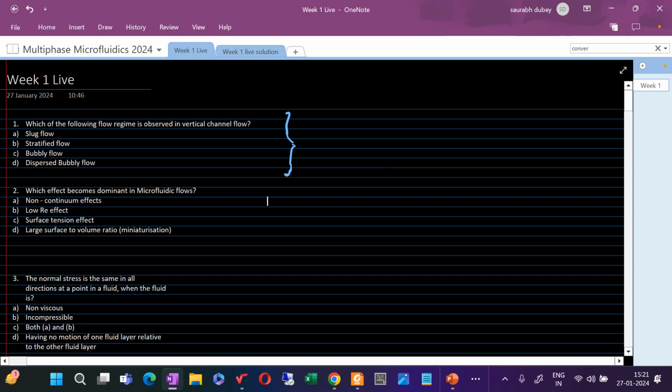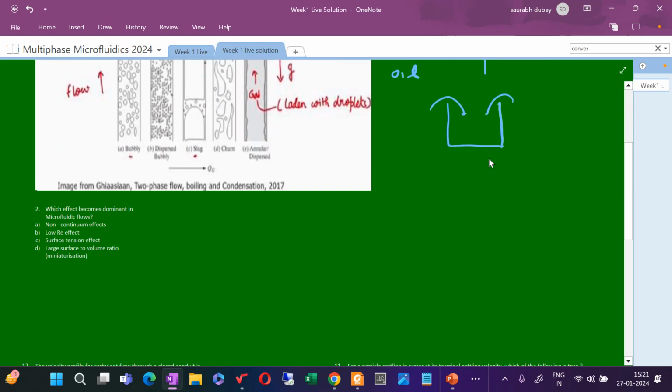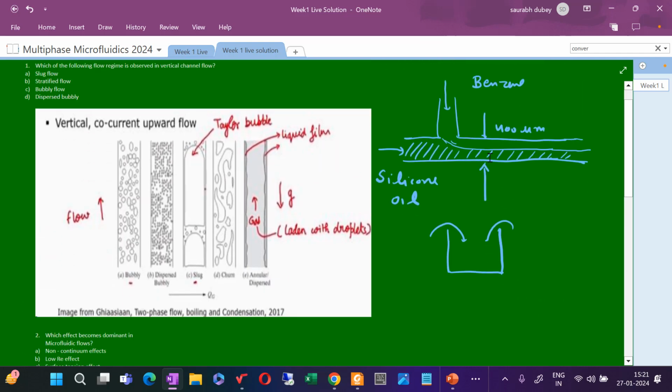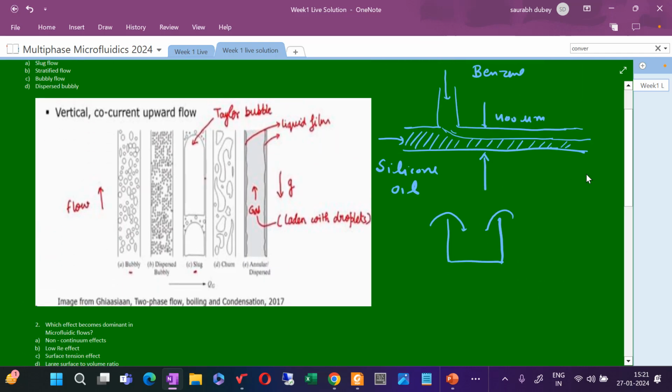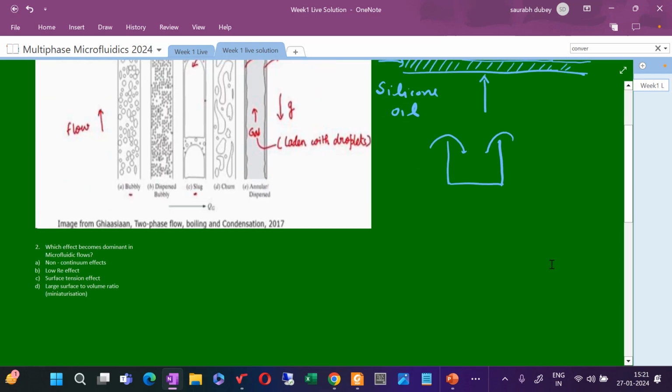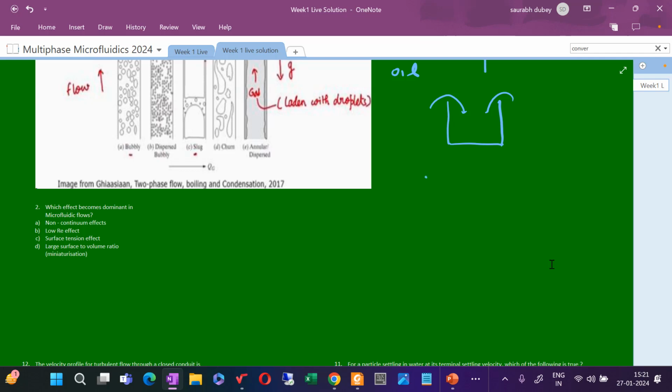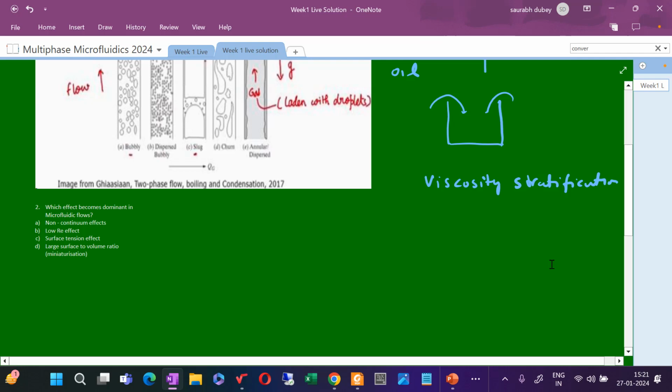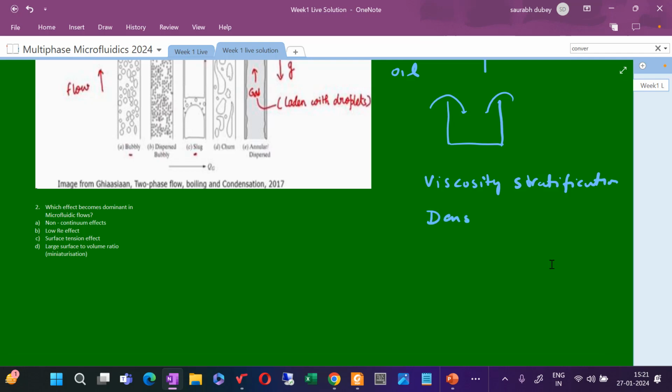Stratification is a broad term that can be used in different contexts. For example, you see this is the one we were talking about. Here we see there are different kinds of stratification. First is viscosity stratification. Sometimes it is density stratification.